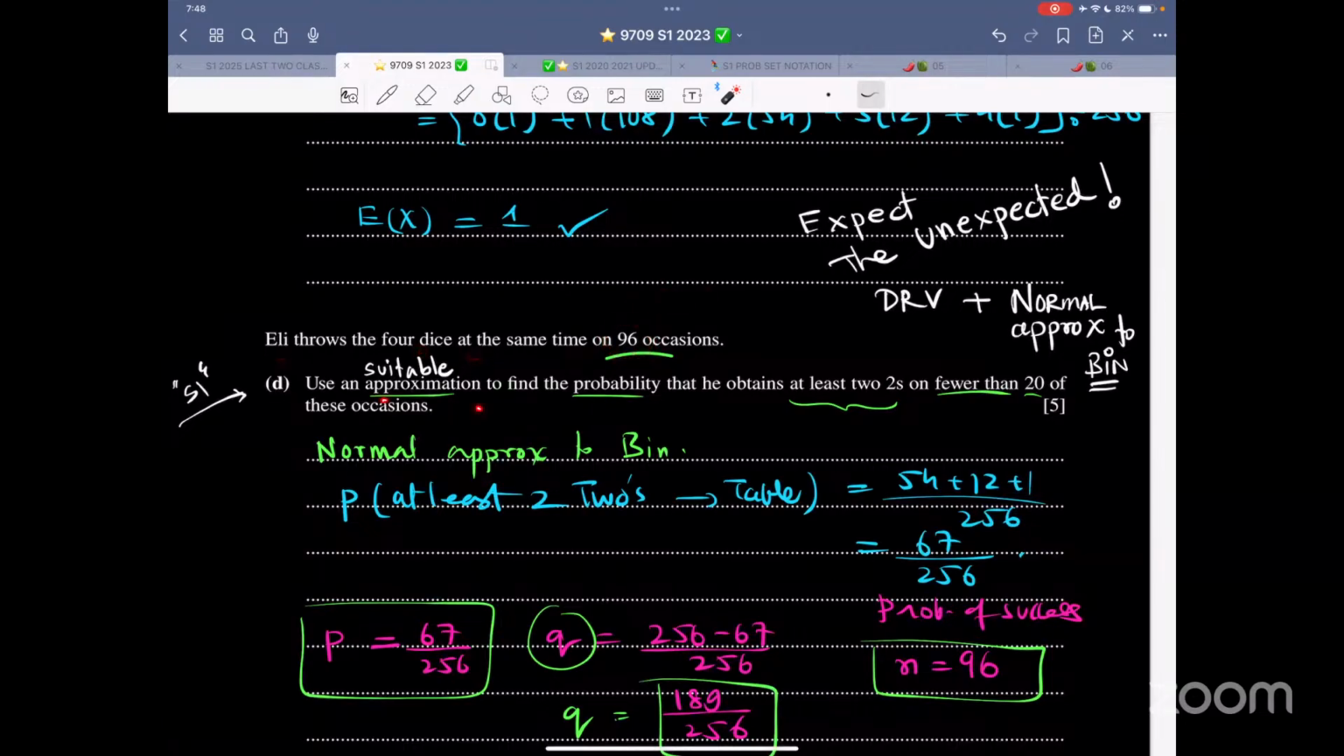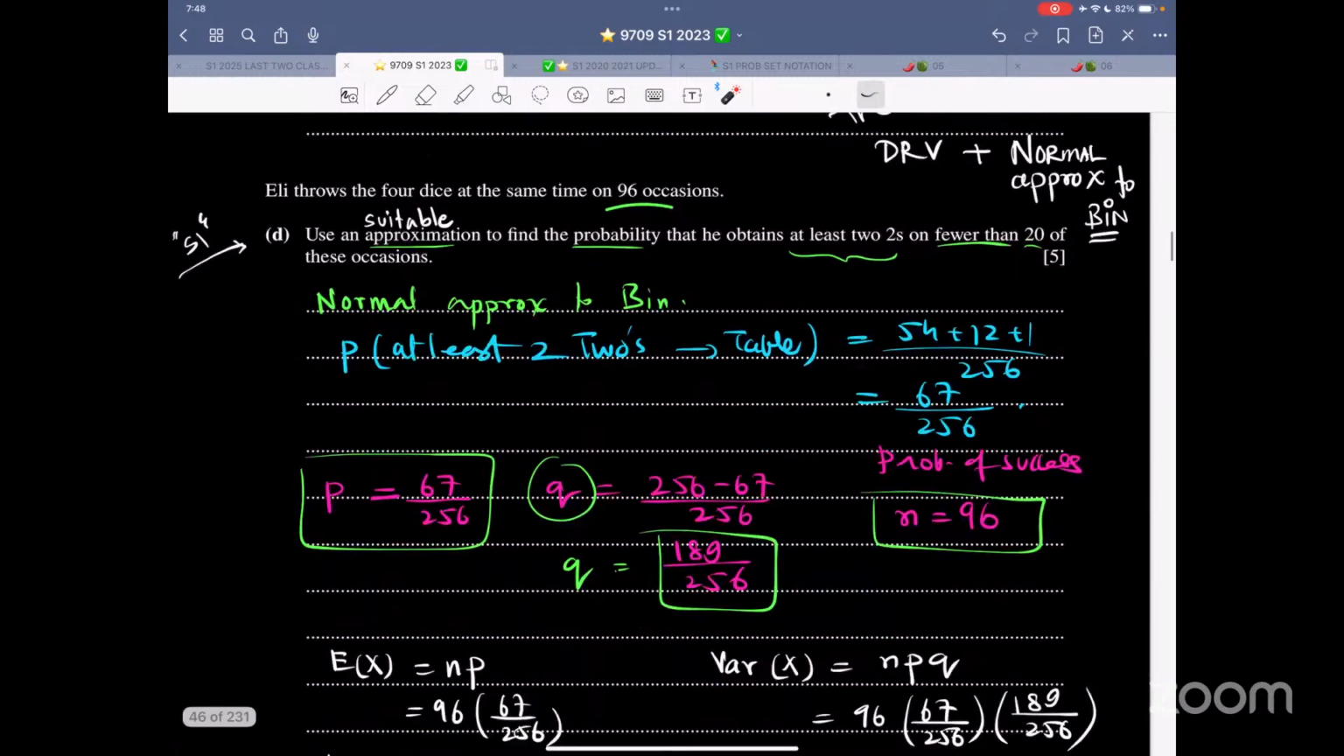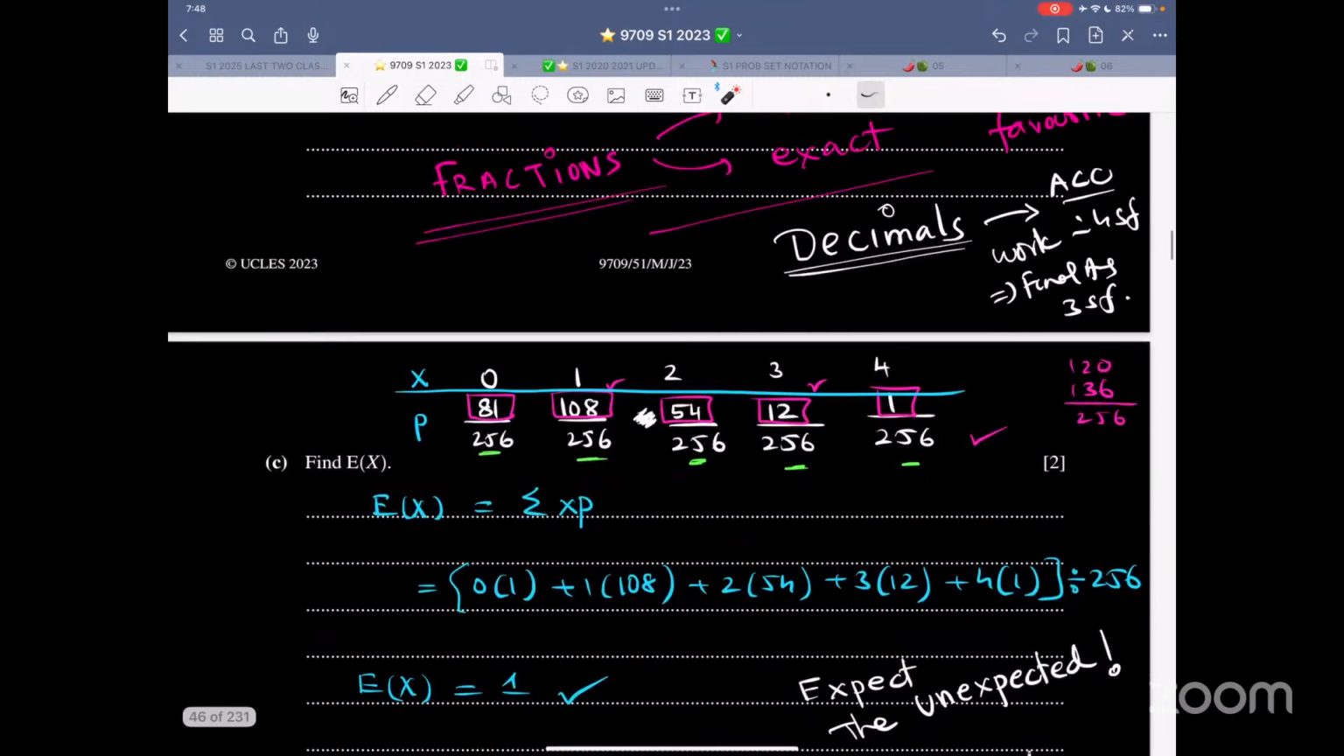Use a suitable approximation. Find the probability he obtains at least 2 2s on fewer than 20 of these occasions. So at least 2 2s. Now, how do we get at least 2 2s? Now we need this table. So it's not just 2, it's at least 2 2s. So this whole block is what we need. So it could be 2 2s, it could be 3 2s, it could be 4 2s.